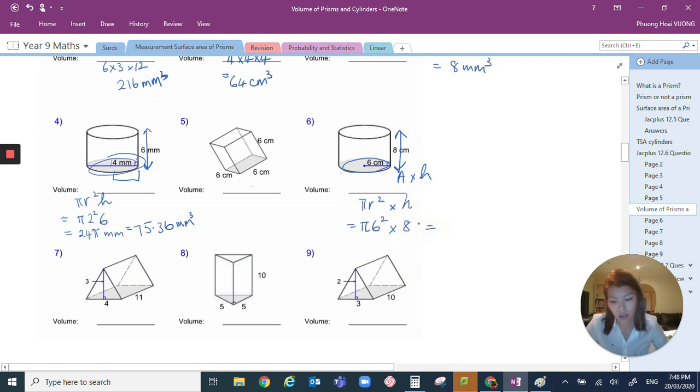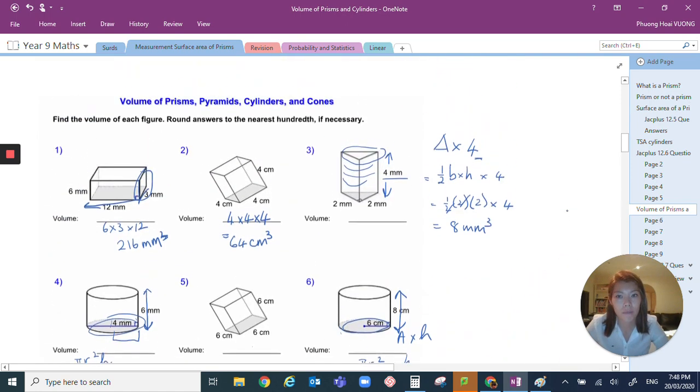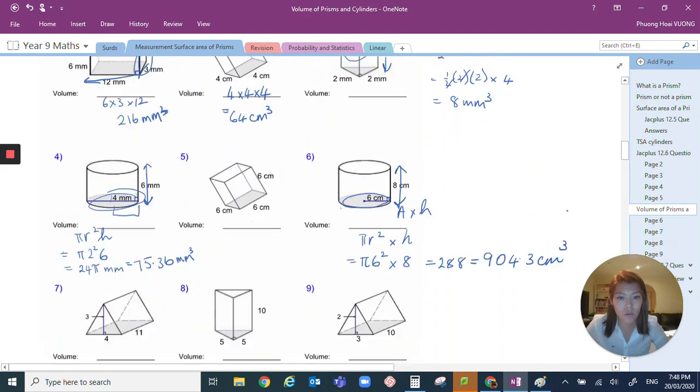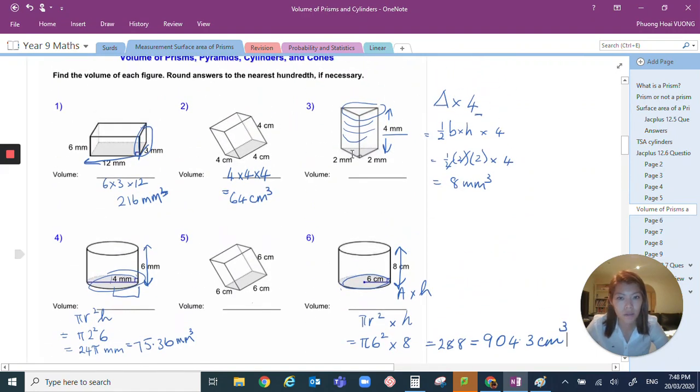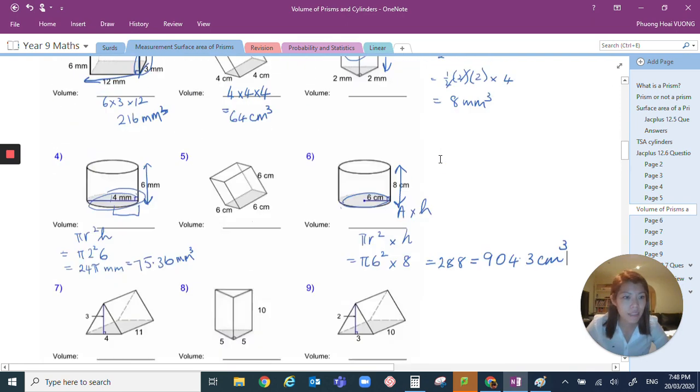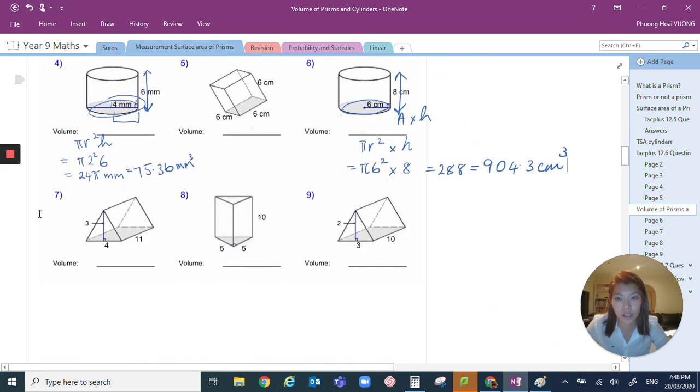So we have 6 times 6 is 36 times 8 is 288 pi, or in other words, 904.3 centimeters cubed. I won't go through the other example, but you get the idea. So you always look for the area and then multiply it by the height. And that's it. I'll finish off one more of these, and then you can go off and do your work.